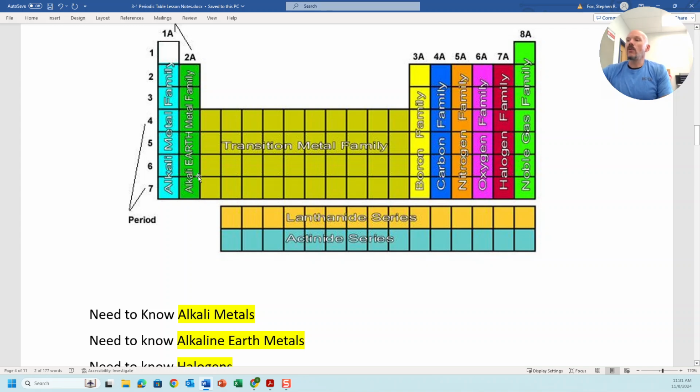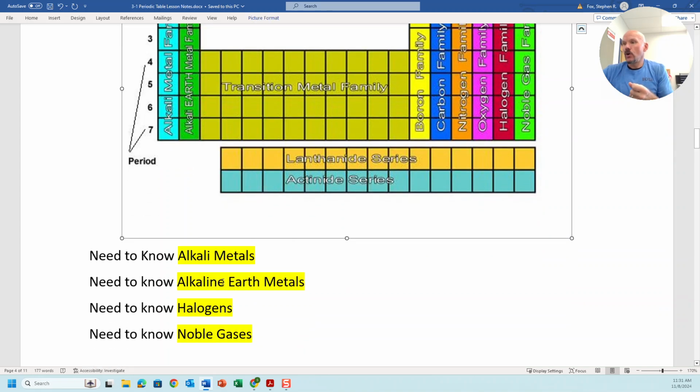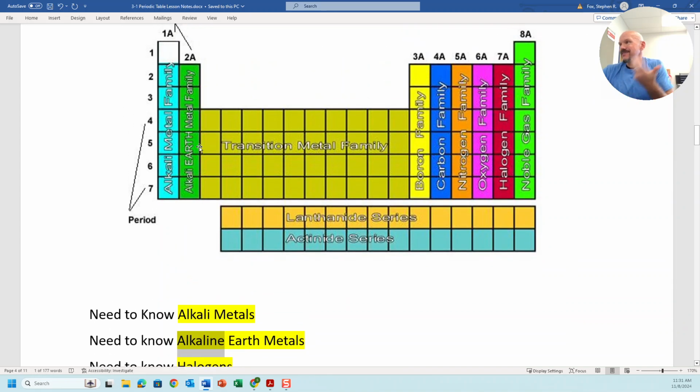Then we have the alkaline. Now, this periodic table that I chose to copy from Google says alkali earth. It's really alkaline. So alkali metal and then alkaline earth metal. But again, that term alkaline means basic. So these metals kind of do the same thing. Just these metals are more reactive, right? Because they're further to the left, so they're the more reactive metals.